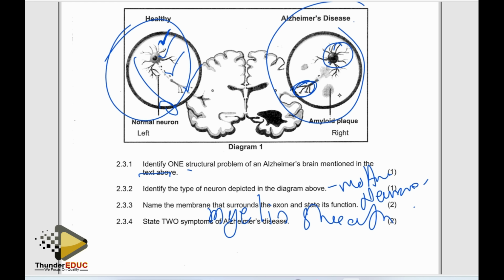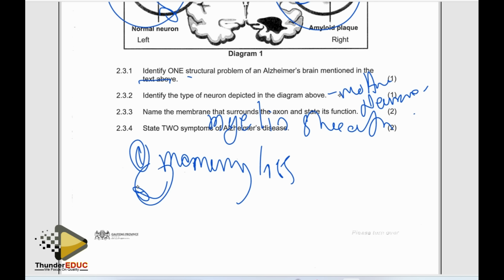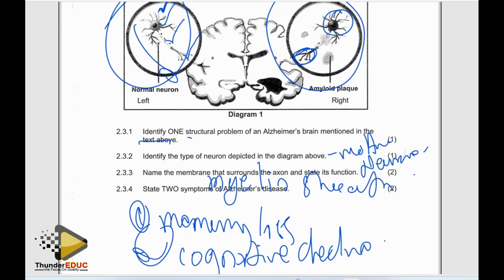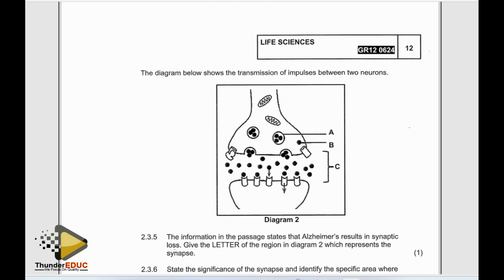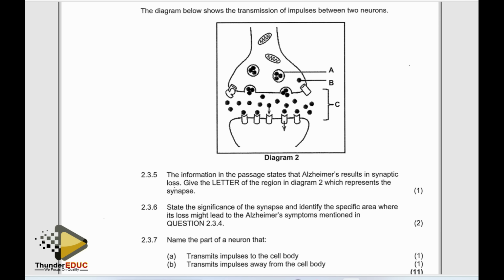Name two symptoms of Alzheimer's disease. Here we can talk about memory loss. And then number two, we can talk about cognitive decline. When we talk about cognitive decline, it means that you can't think critically. If you see that your thinking capacity is decreasing, you might be suffering from that. Let's go to the next question.